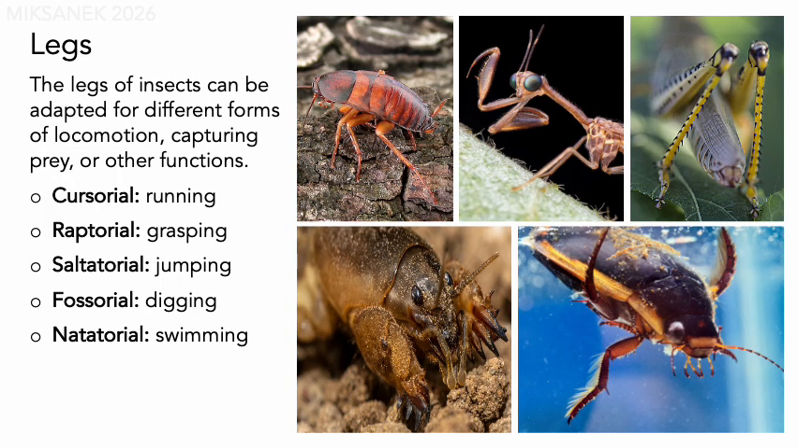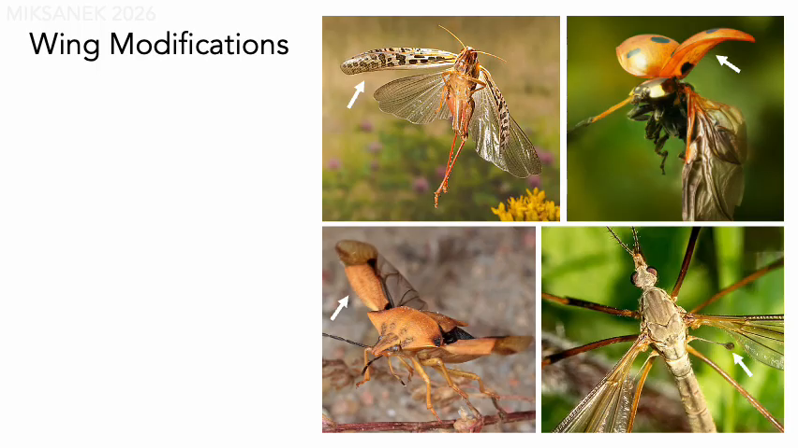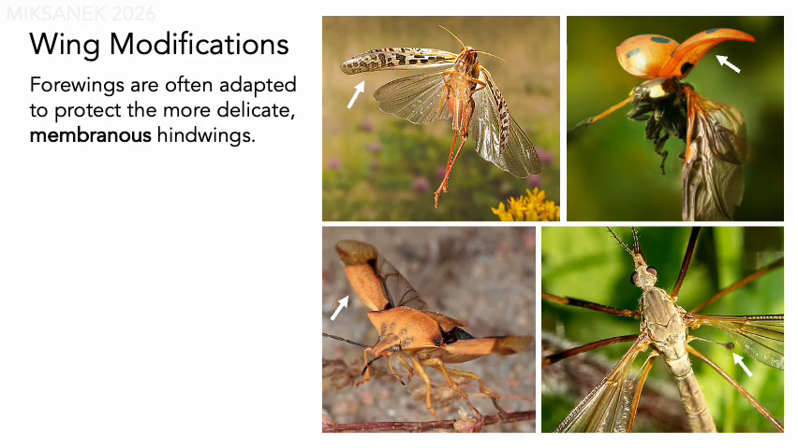Now, I don't have a separate slide on wings themselves. I just want to jump into wing modifications. So as with the legs, as with the mouth parts, we often see different adaptations, the most common being protection of the wings themselves. Wings are delicate, membranous structures, so it is common to see the forewings modified in a way to protect those hind wings.